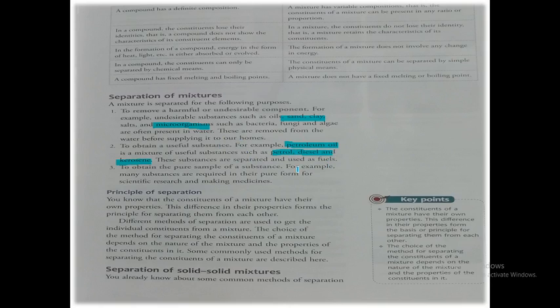To obtain a pure sample of a substance, many substances are required in their pure form for scientific research and making medicines. So whatever substances we need for scientific research and medicines, in order to extract them, we have to separate that particular constituent from its mixture. Clear?